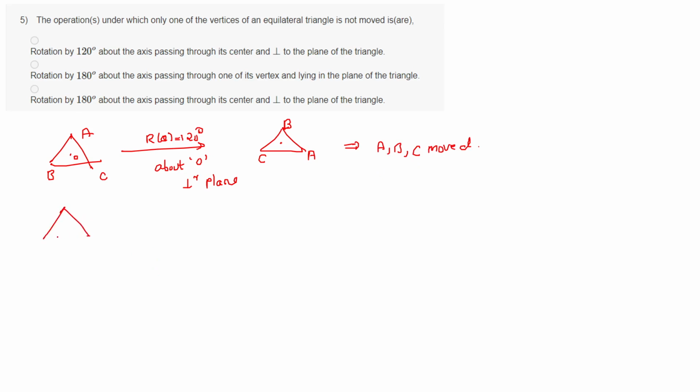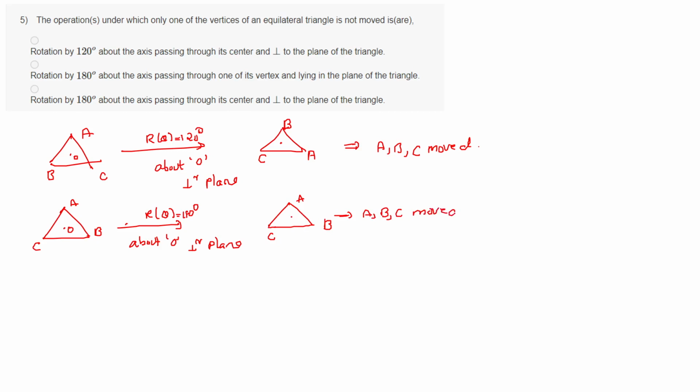Now the next one, with 180 degree. Okay, so we are considering A, B, C, the angle O. Now we are rotating 180 degree about O, which is perpendicular to the plane. Now if we rotate 180 degree, what will happen? It will come to the same position, ABC. Okay, so we can move that ABC, which is moved.